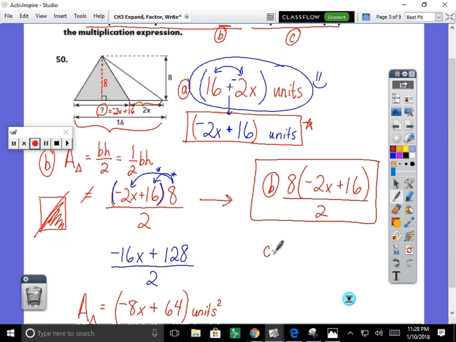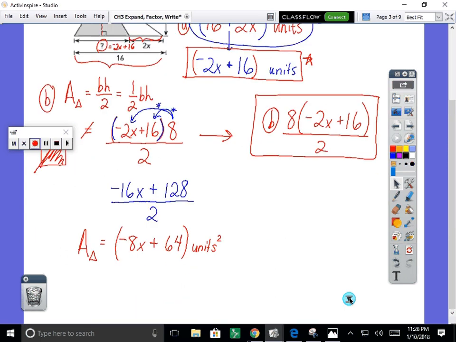Part C talks about expanding and simplifying. We found the answer, and actually, I probably don't have to rewrite that now that I look. I think we're close. Slide down here a little bit. Part C, we had already done it. It's the area. It's the answer to the area.